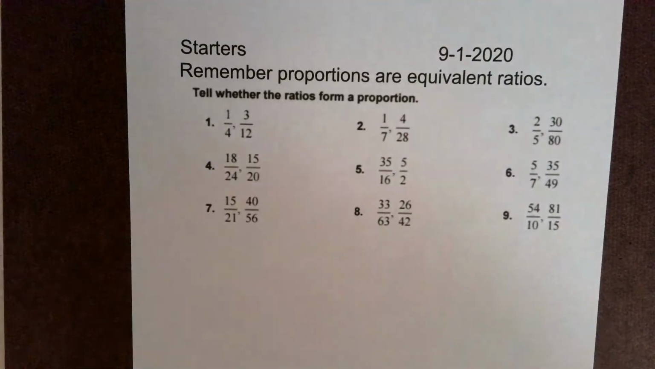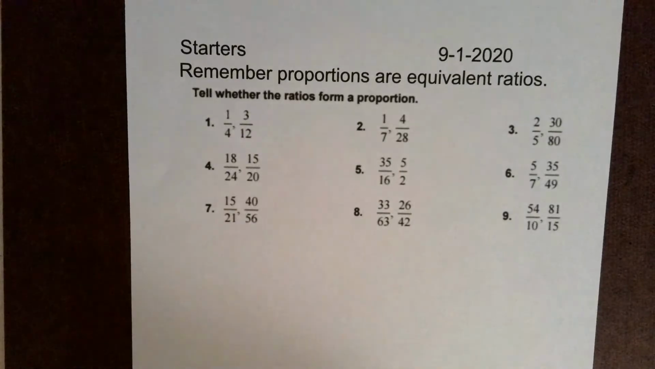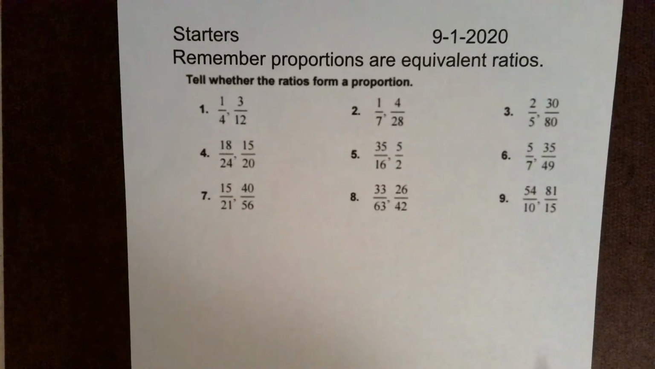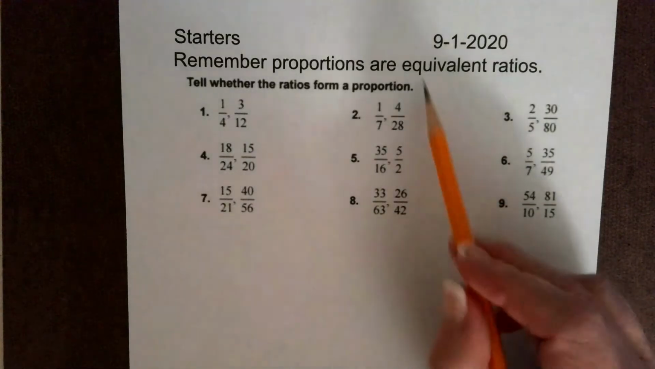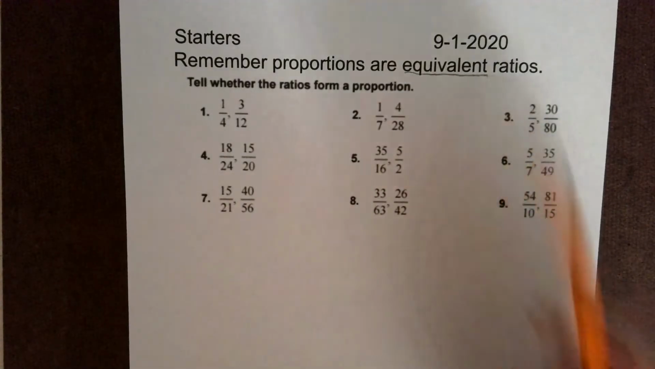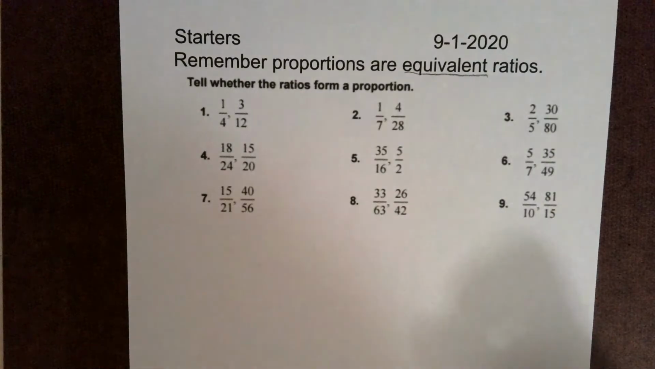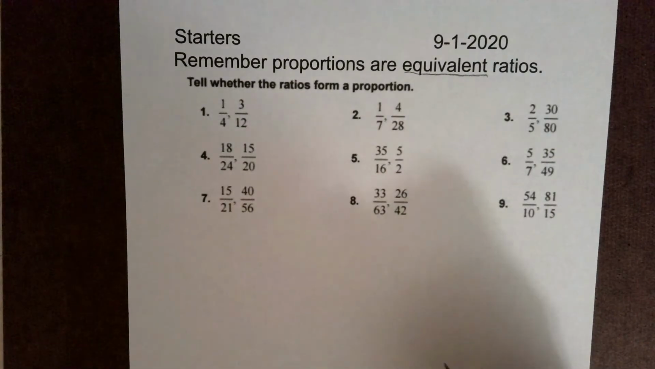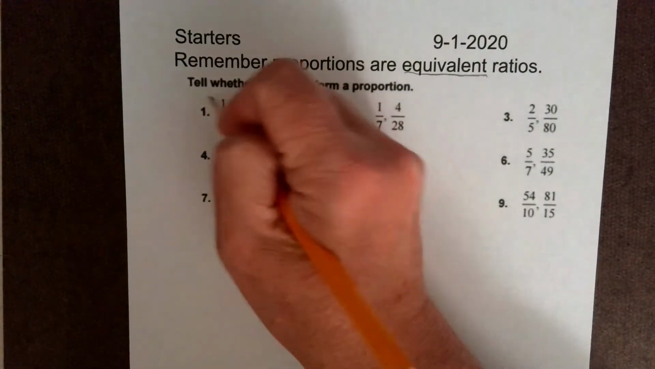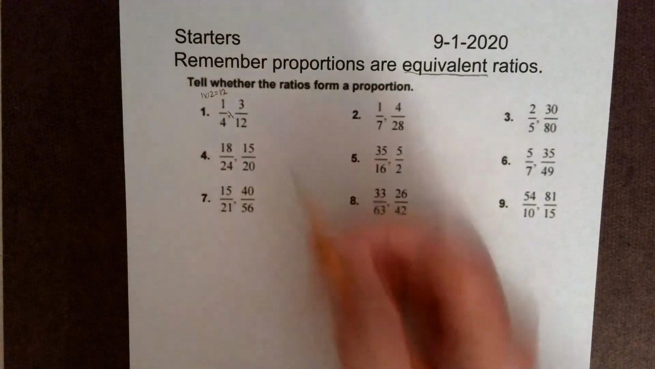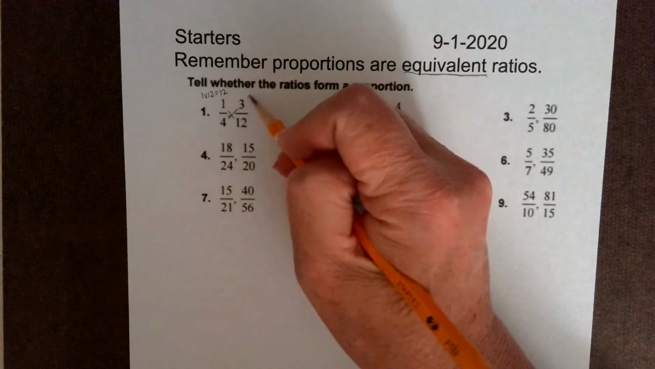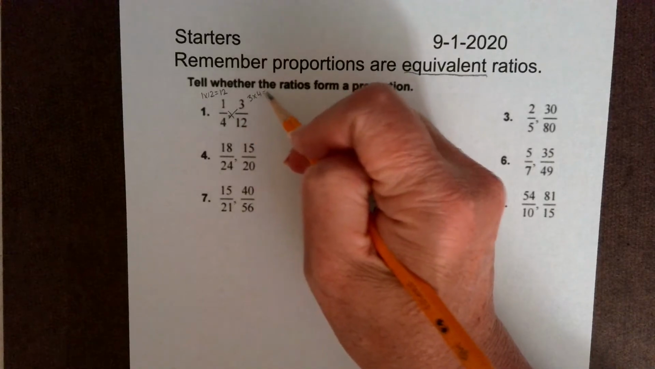Alrighty, so we are figuring out proportionality today and telling whether these are proportions. Remember that proportions are equivalent ratios, and we determine whether they're equivalent or proportional by cross multiplying. So we've got 1 times 12 is equal to 12, and 3 times 4 is equal to 12.